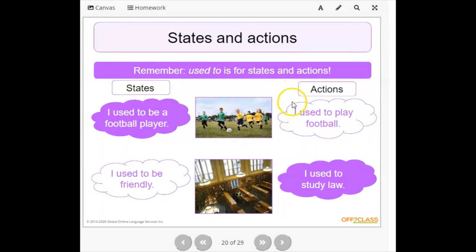Yeah, and also actions, right? I used to play football. I used to study law. Okay, so you can see these verbs are different, right? So these verbs, play and study, are actions. We've got be on both occasions here, and those are states. We'll look at some more examples of states. But used to we can use for both states and actions.